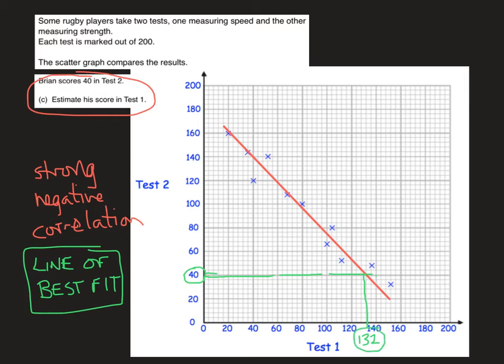Again, because our graphs will all be slightly different, you'll be given a bit of leeway each way. You could probably get 128 up to 136, something like that. In an actual test paper, they'd be very clear that you have to have drawn a line of best fit, otherwise you won't get the marks. And secondly, you can have slightly different answers for the end value.